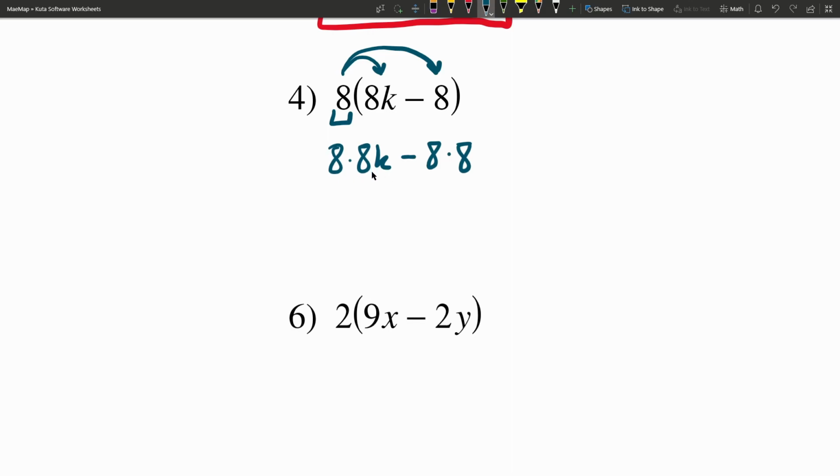So 8 times 8k is going to be 8 times 8, which is 64, times k, minus 8 times 8 is 64. So we have 64k minus 64. That's our solution in number 4. Let's move on to number 5.